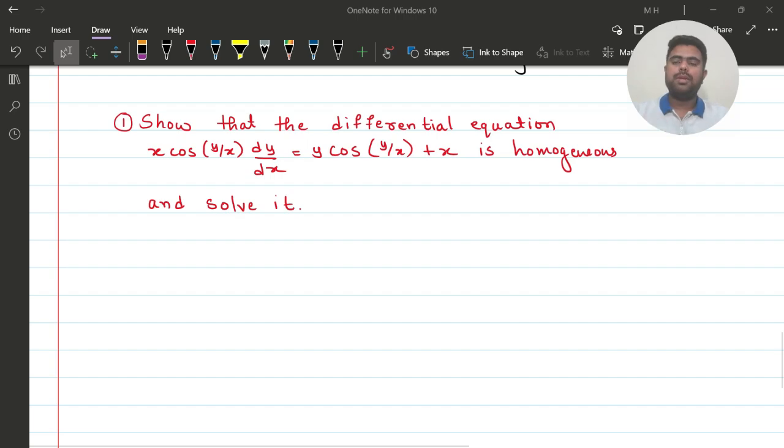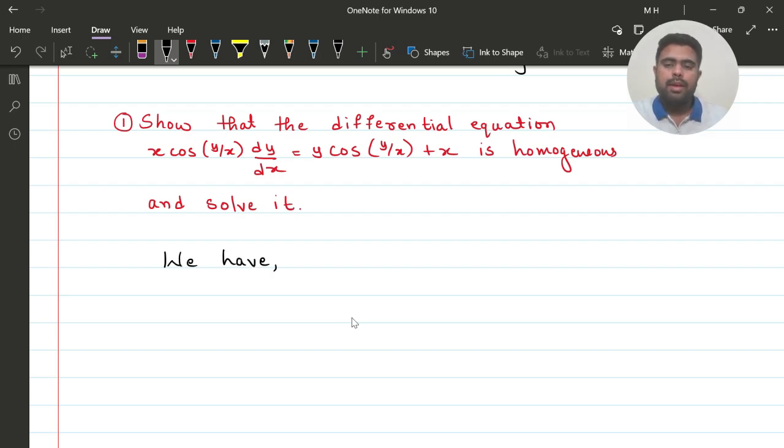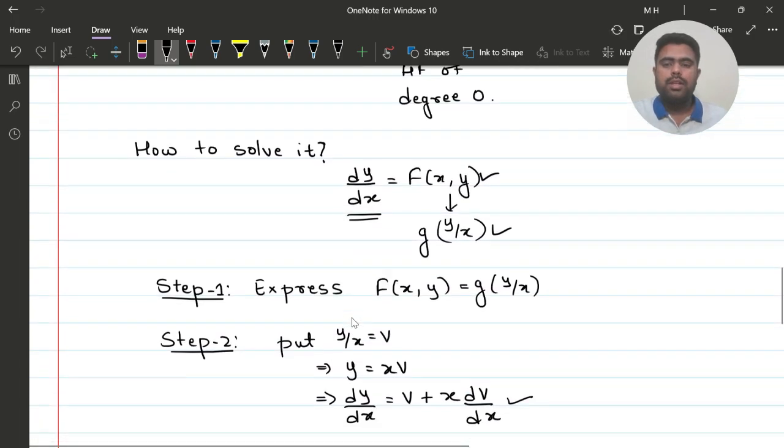So there is a problem here. Show that the differential equation x cos of y by x dy by dx equal to y cos of y by x plus x is homogeneous, and solve it. Solve it in the sense they are asking us to find out the general solution. So first we will write down the differential equation. We have x cos of y by x into dy by dx equal to y cos of y by x plus x, right? Now, what is the first step?